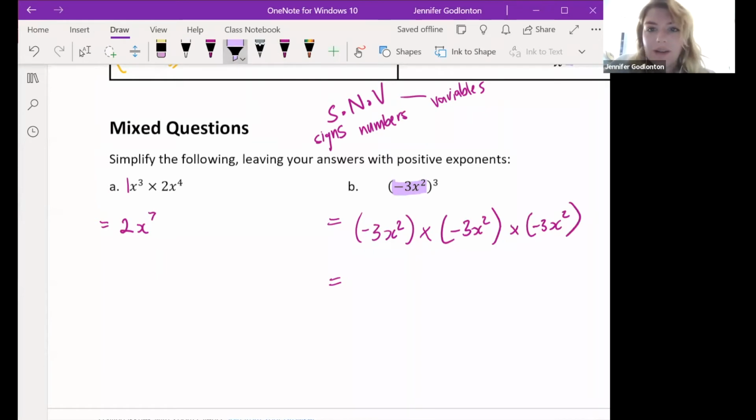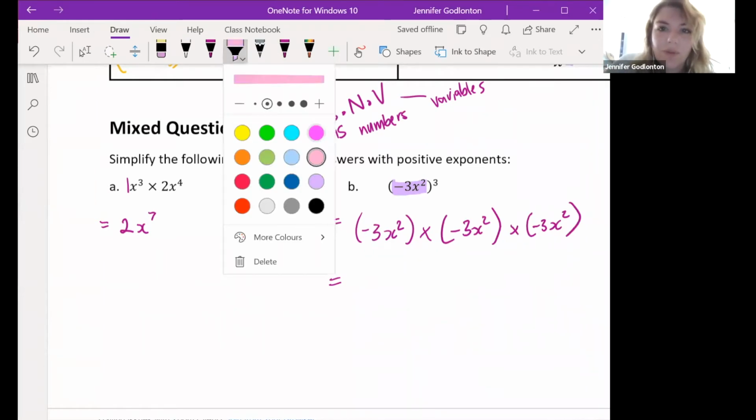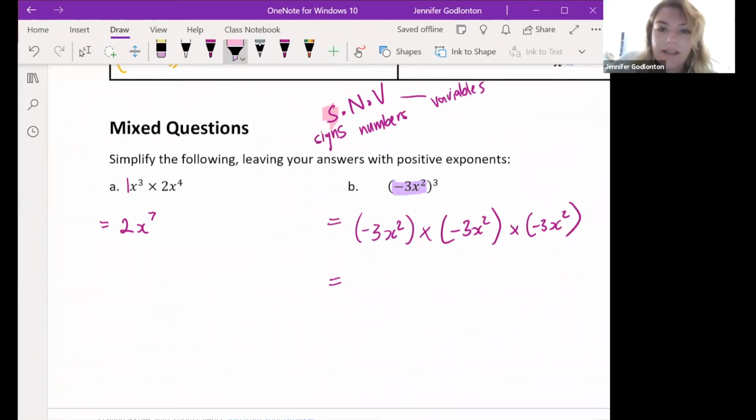Then when we do that, we follow through these rules. Okay, so the first thing we look for is signs. We've got a negative times a negative times a negative. That means my answer is going to be negative. Then we do the next step, which is numbers. 3 times 3 is 9. 9 times 3 is 27. Then we look at our variables. For our variables, we've got x squared and x squared. And so that is going to become x to the power of 6.